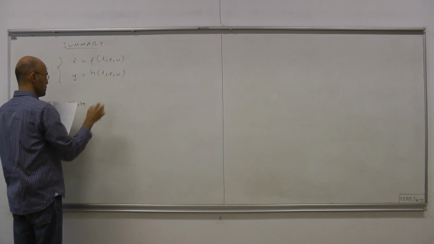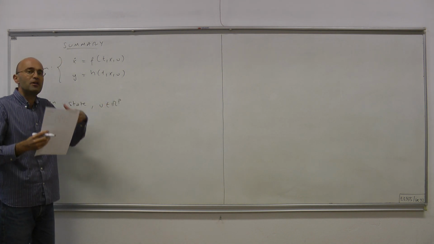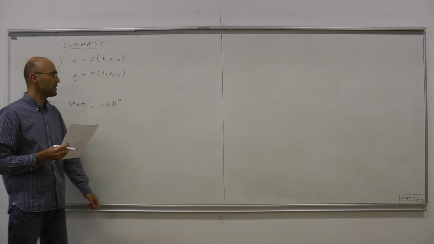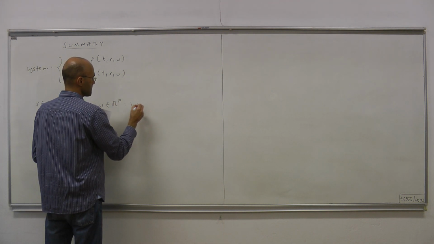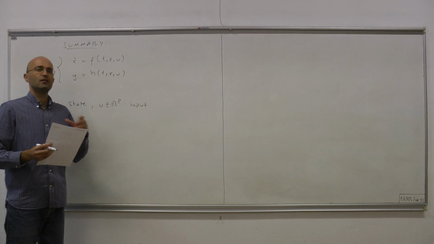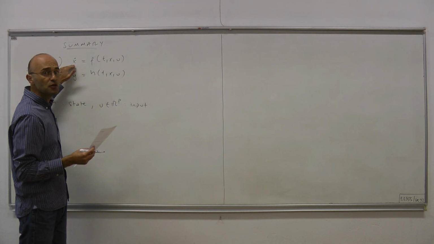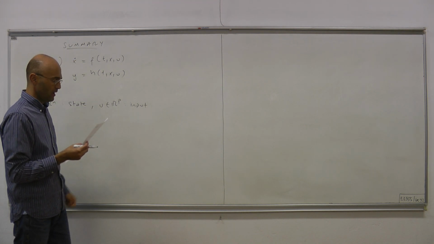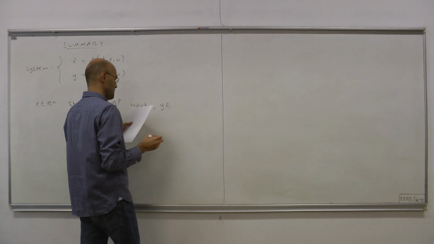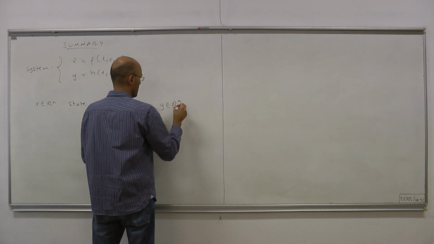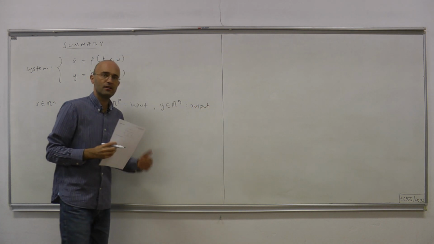And here u, which again is a vector of dimension something, let's call that something p, is what we call the input. Things that we use to manipulate the evolution of the solution of this system, x of t. And y is another vector, of dimension q, which we call the output.